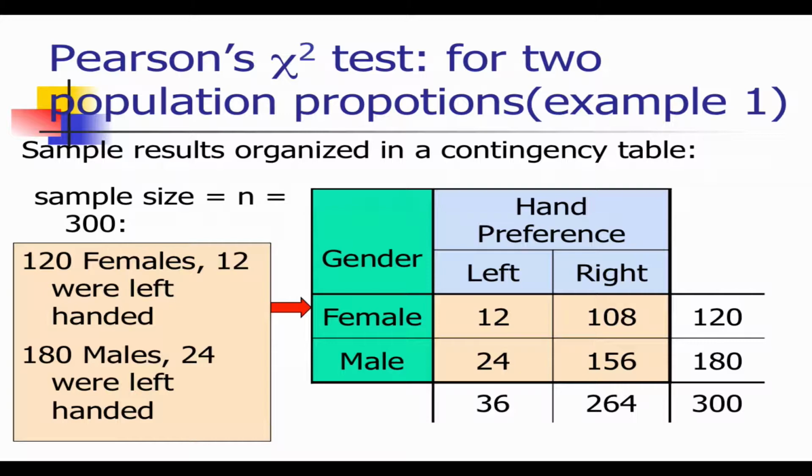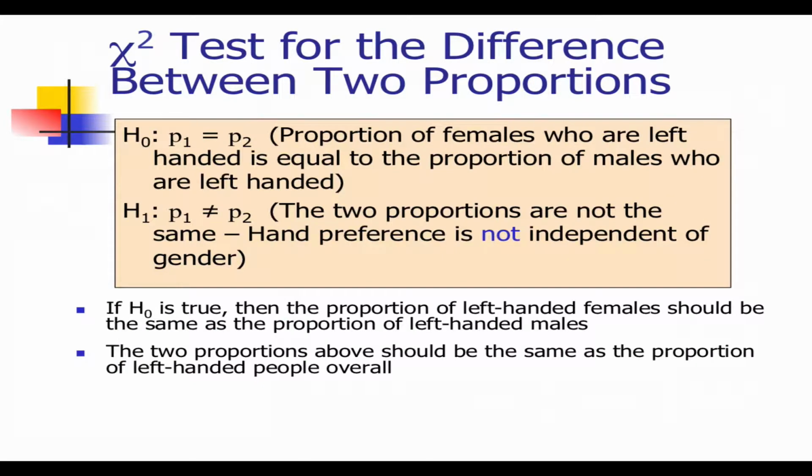What we mean by dependence is whether the column variable is independent of the row variable. In mathematical or statistical language, when we say that the row variable is independent of the column variable, we really mean that the proportion of each row is equal across the different columns of the column variable.